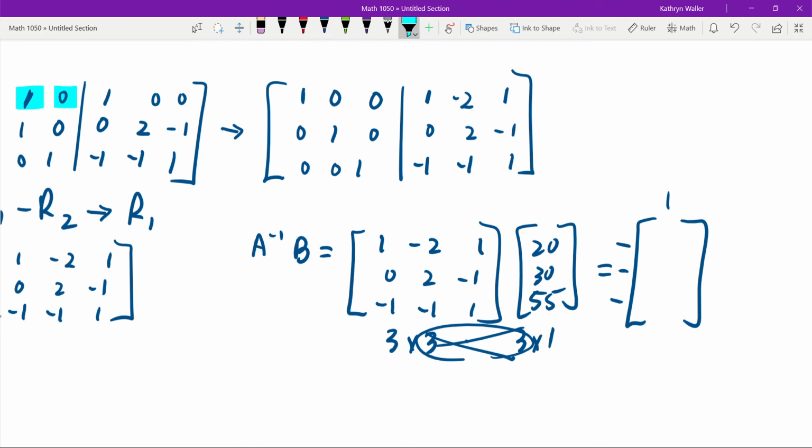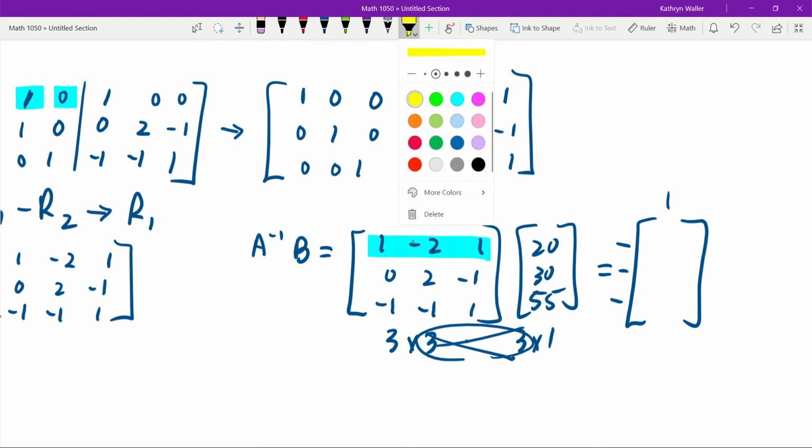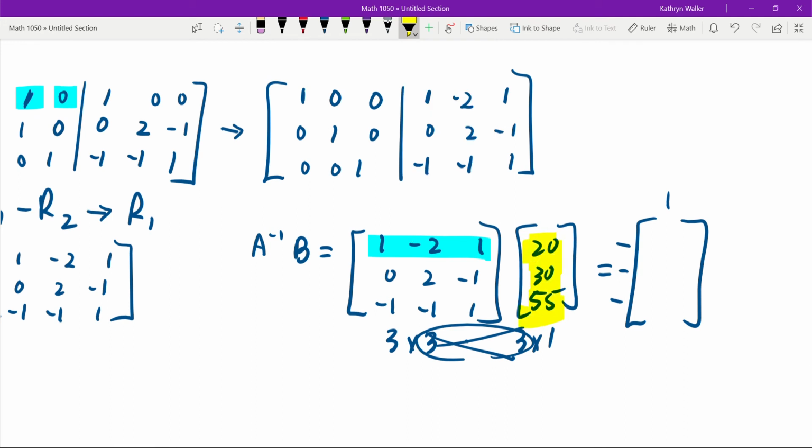So now I go this row times this column. So I go 1 times 20 is 20. Negative 2 times 30 is a negative 60. 1 times 55 is 55. Combine, and I get 15.